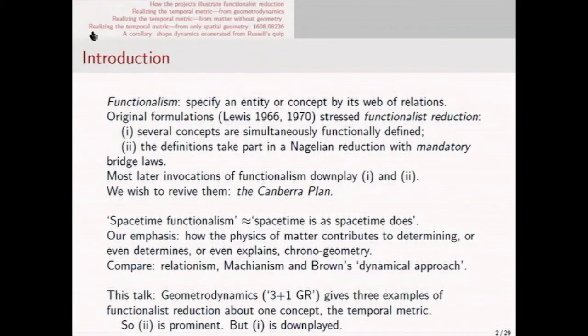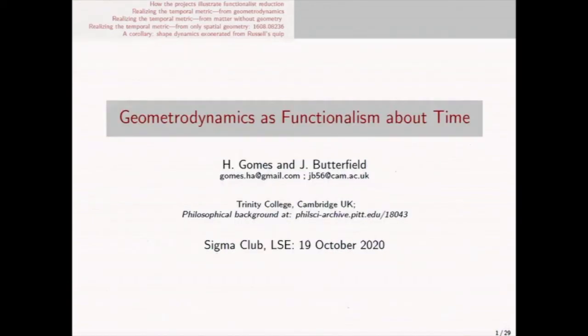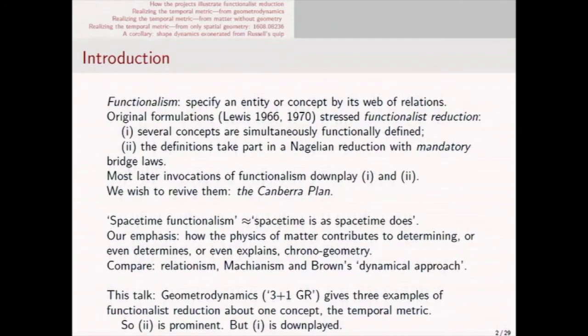And the first slide gave a philosophy background reference to the Pittsburgh archive that you could pursue if you wanted. But if you just search under the names, you get led to it. It's called Functionalism as a Species of Reduction. But in any case, this paper is going to urge, well, not just that geometrodynamics gives you functionalism about the temporal metric, but actually the general idea of geometrodynamics gives you 3 such sharp and vivid illustrations.